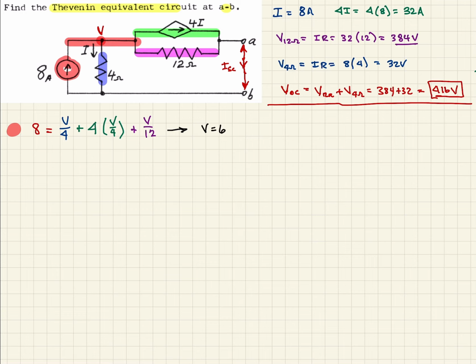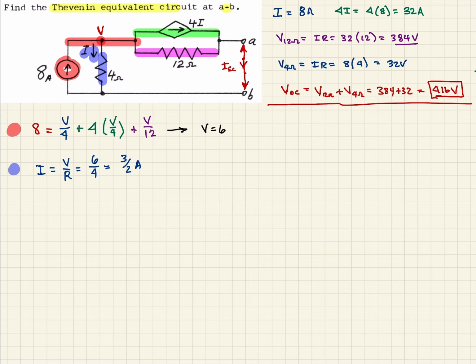Remember, we have I defined as this current flowing through here. To do that, I through Ohm's law is equal to voltage over resistance. We now know the voltage is 6. We know the resistance is 4. And so that comes out to be 3/2 of an amp.